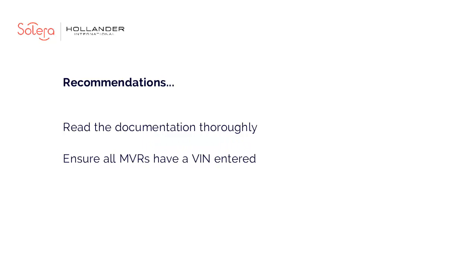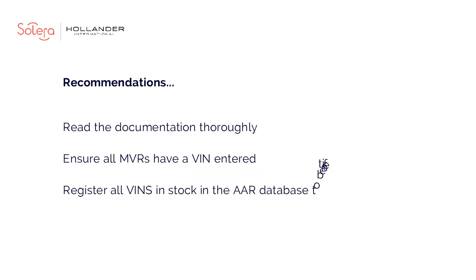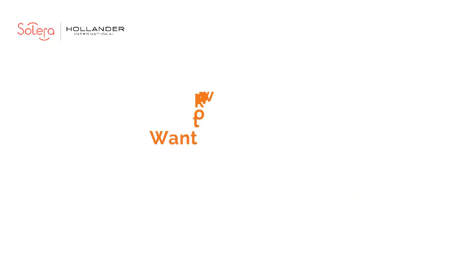We recommend that you read through the documentation thoroughly to decide which recall preferences will work for you. We also recommend that all stock has a VIN entered in the MVR record. Remember, the auto alert service offered by AAR will only work if the vehicle VIN is logged in their database. You will need to have previously run a recall search on the VIN for this to happen, such as when any new vehicle is entered into Pinnacle or a manual recall search is done.